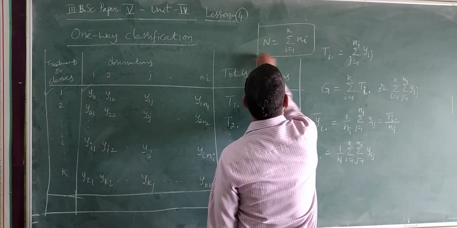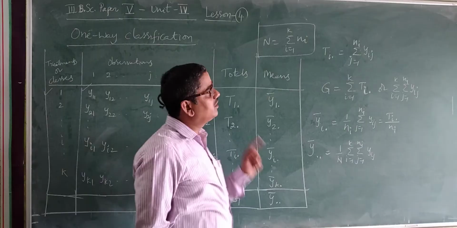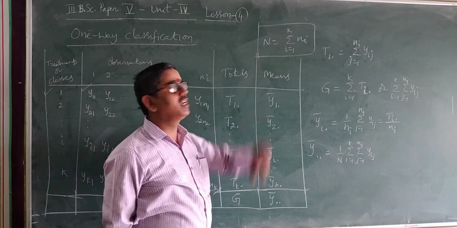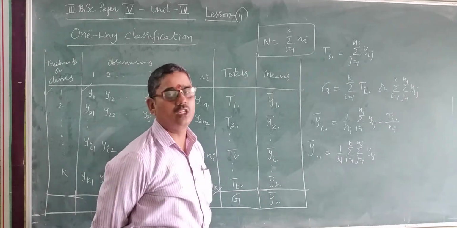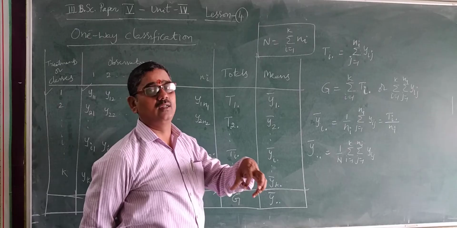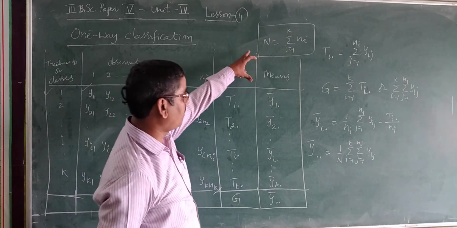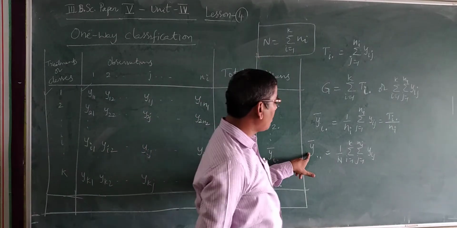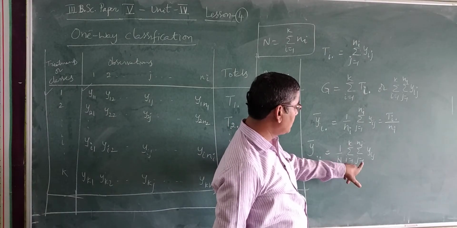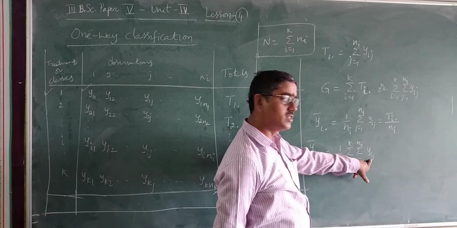So the one-way classification is going to be done in such a way that capital N is equal to summation i is equal to 1 to k ni. That is also another feature of one-way classified data. It is to be represented clearly. And the overall mean y bar dot dot is 1 by N summation i is equal to 1 to k, summation j is equal to 1 to ni yij.